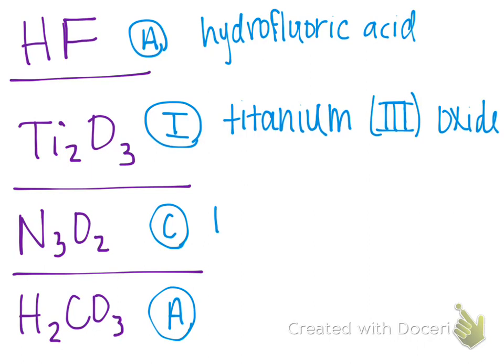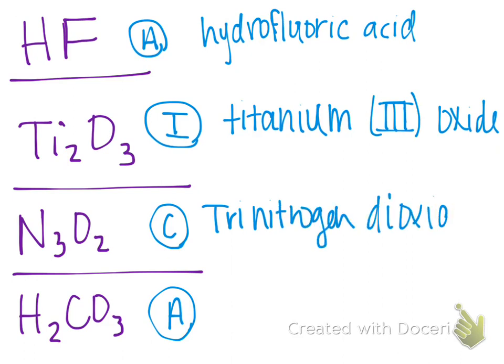Trinitrogen dioxide. Yeah, perfect. Okay, 3 nitrogens, 2 oxygen. Okay, last one. Jake, what'd you have? Carbonic acid. Carbonic.